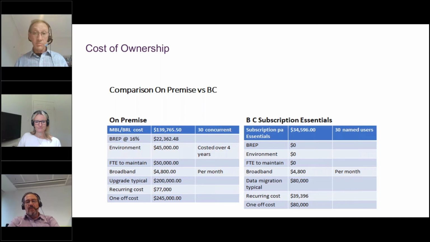So what do we have? Same thing, we've still got our broadband. Our data migration is less because, as Sammy said, there's a lot of out-of-the-box functionality that caters for the previous customizations that were put in. For a like-for-like, we're looking at a lower recurring cost and a very, very small one-off cost. And when we talked about this earlier on, we were talking about how you no longer have to go and raise a CapEx to do an upgrade. This is a continual upgrade.